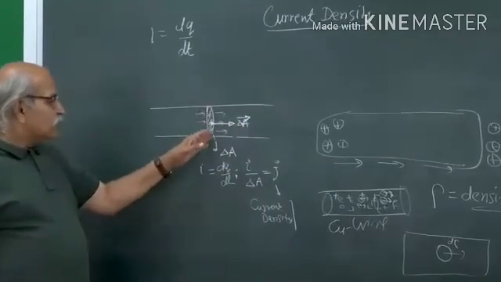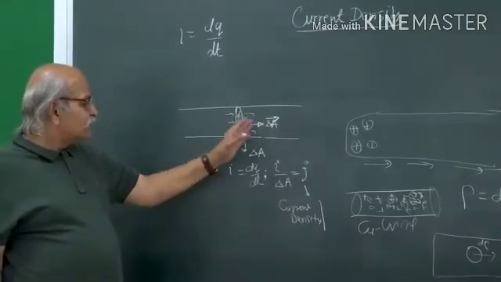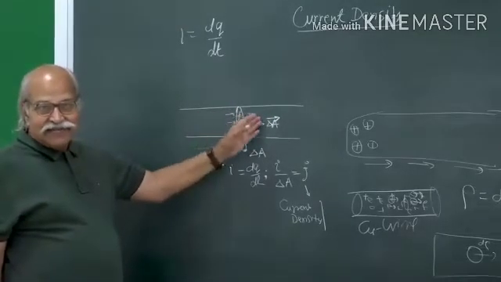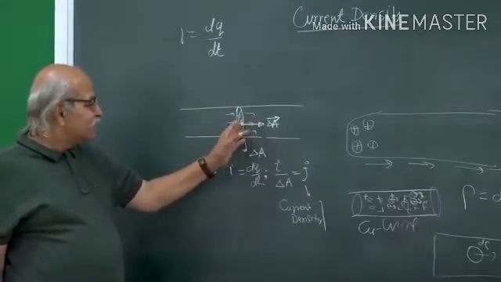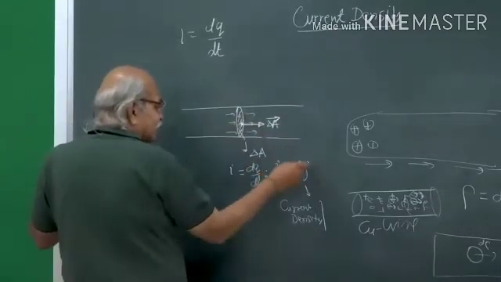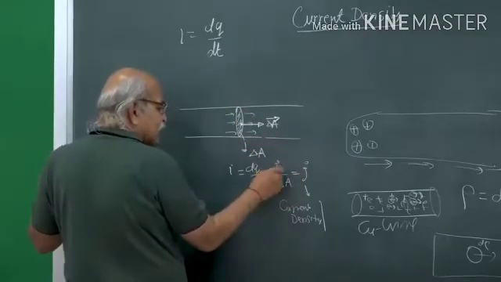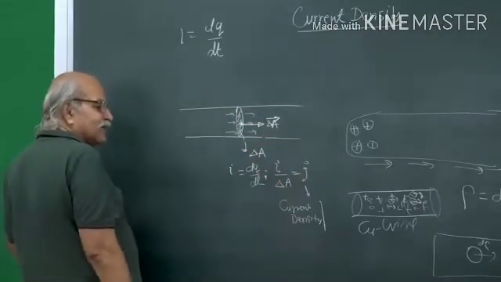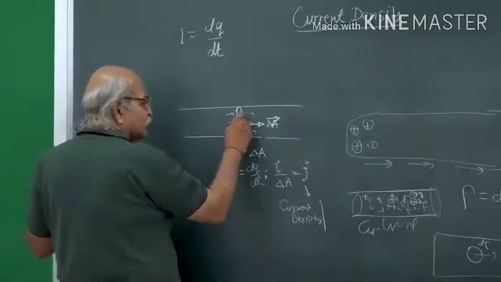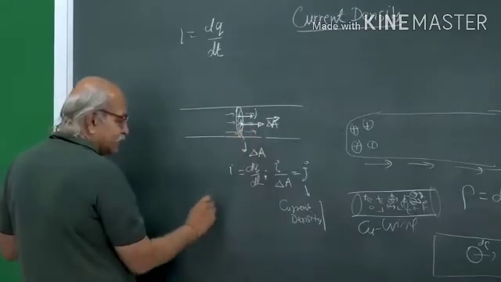If it is not a closed area, then you can decide the direction of delta A yourself, this way or that way. Whichever way is the current, take that as the direction, and call it delta A. The current density is also given a direction, and the direction is the same as the direction in which the current is going.